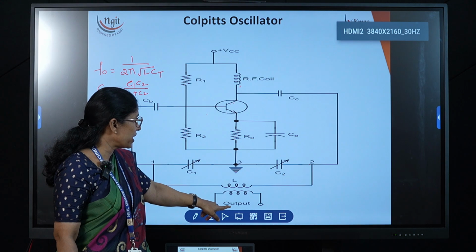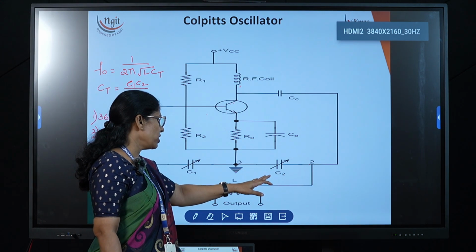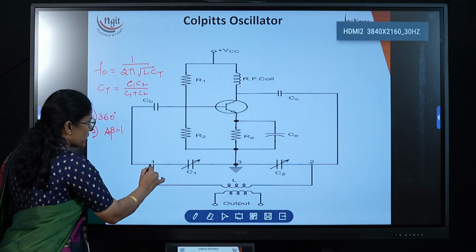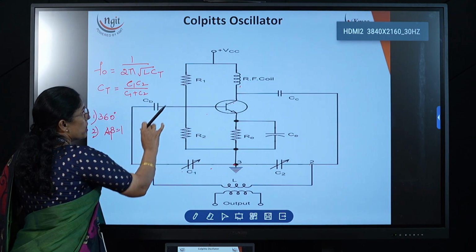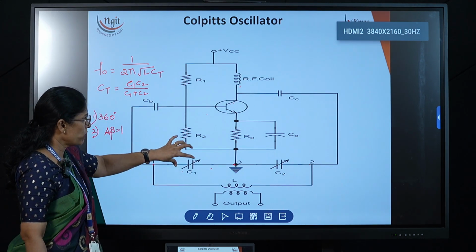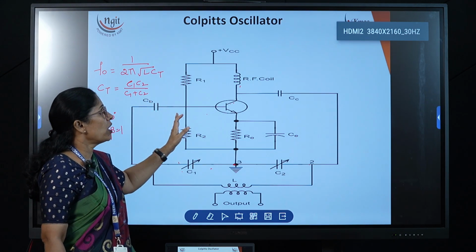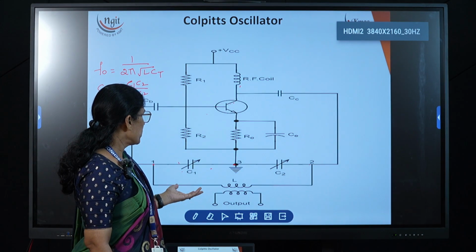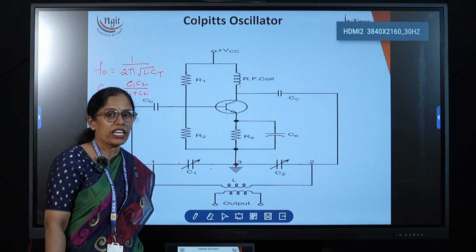Now output we can take from here. Now here the inductor is charged, and when it is discharging, whatever the voltage across this C1 is applied to the base of the transistor. From here we are taking the feedback signal. So the operation is the same as a Hartley oscillator, but the only thing is we are interchanging the L and C values in the tank circuit.